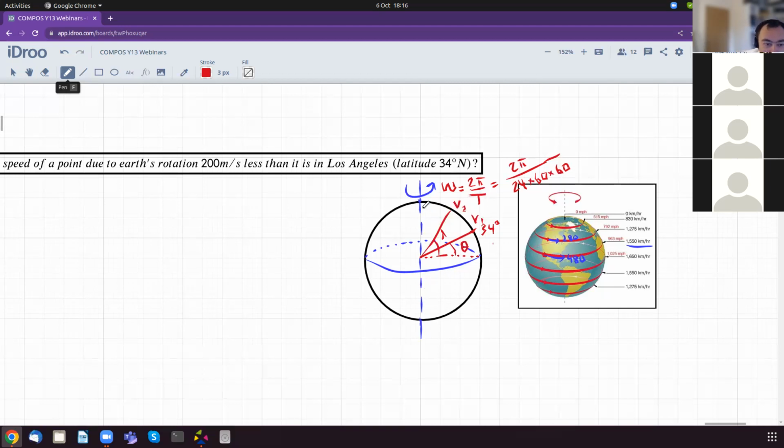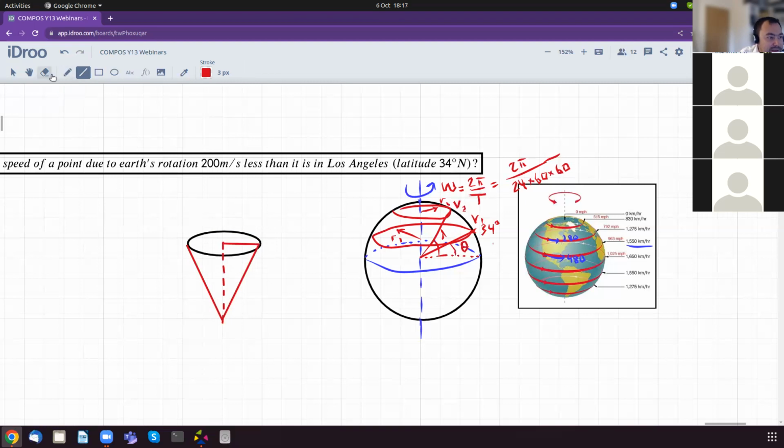Now, to get the speed, we need the radius of the small circle. We'll call this R2, and this is going to be R1, the radius of this circle. Because if you're standing here in Los Angeles, you're moving in a circle of radius R1. If you're standing here, you're moving in a circle of radius R2. Let's say this is the circle you're moving in, and this is the center of the planet. You draw a line like this, and a line like this. This is the axis of rotation. This angle is your latitude, theta. And this is the radius of the planet.